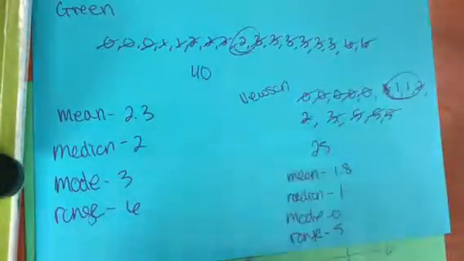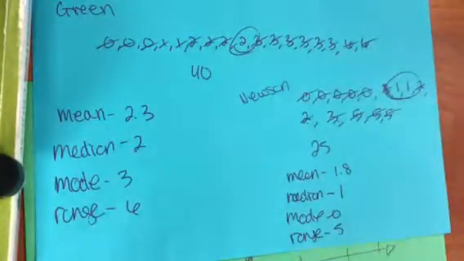Now they can ask you questions. Who had the bigger median? Who had the bigger mode? Things like that. And you can answer those questions just by looking at the data that you pull from the plot.